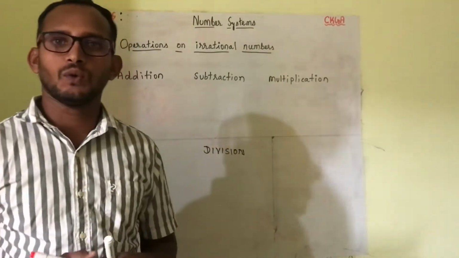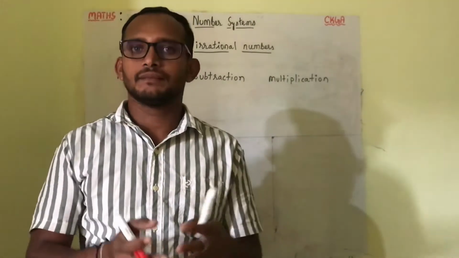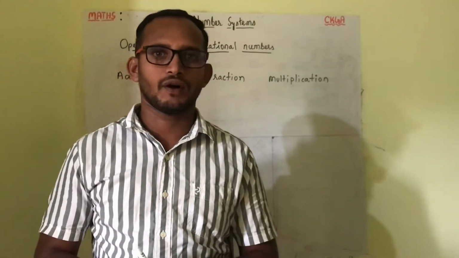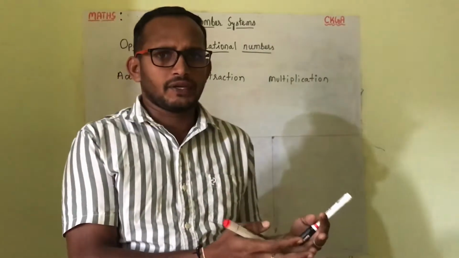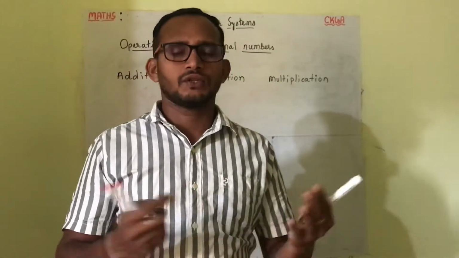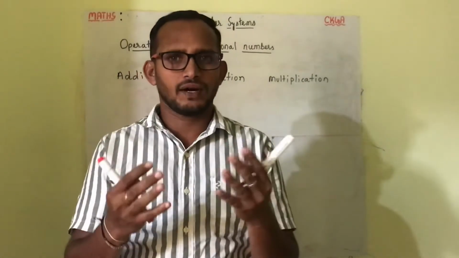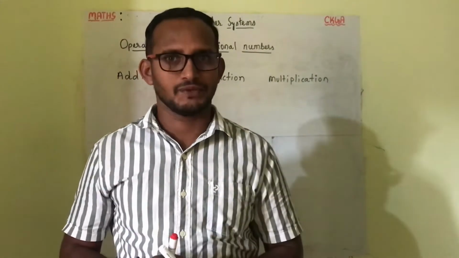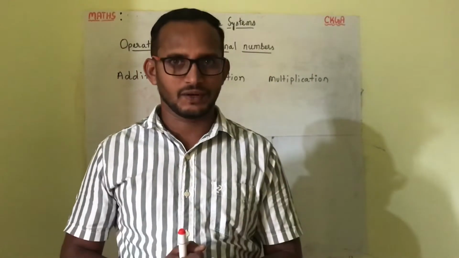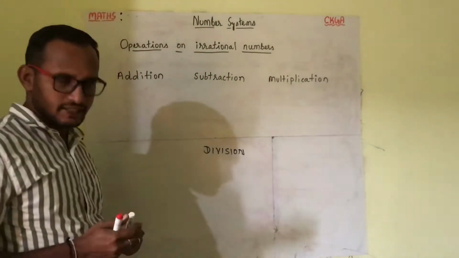As we all know, irrational numbers are the numbers which cannot be expressed in the form of p by q. If you express a number in the form of p by q, we can call them rational numbers. The rational number operations we already knew. So how do we perform addition, subtraction, division, multiplication with respect to irrational numbers? Now let's learn. First I'll start with addition.